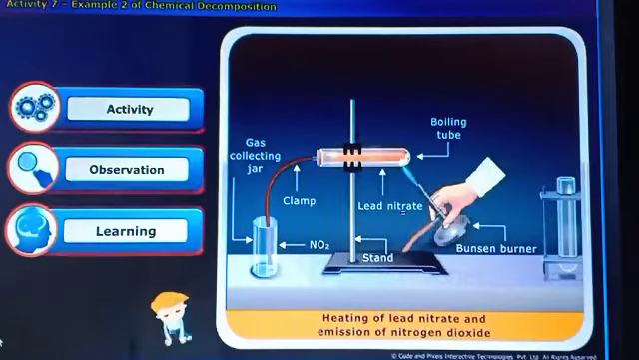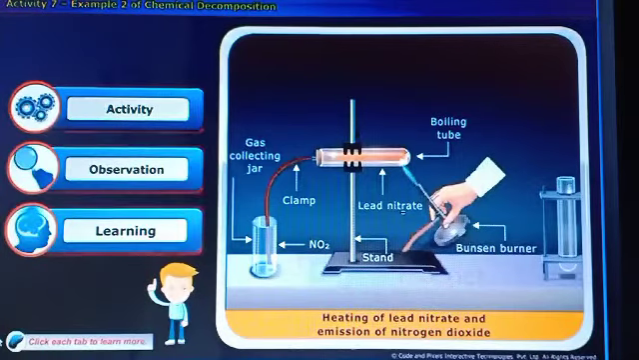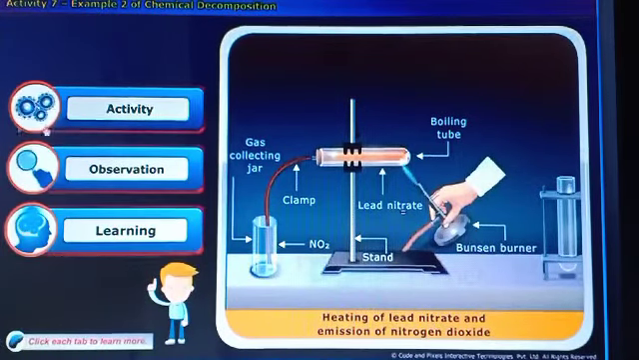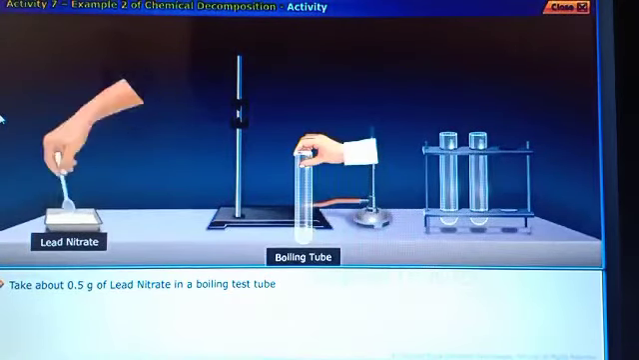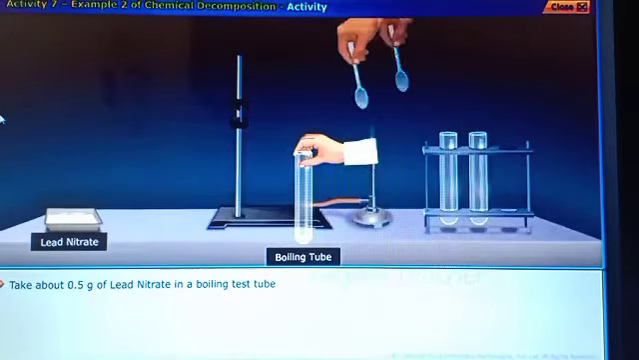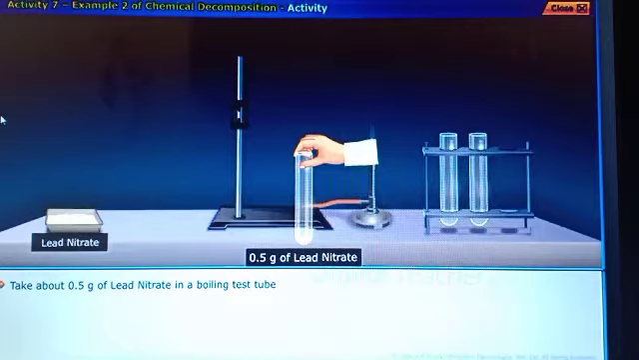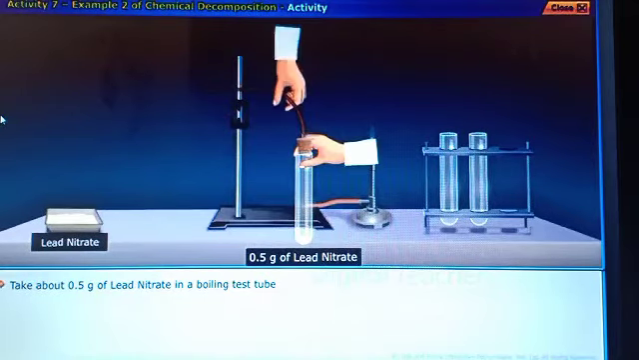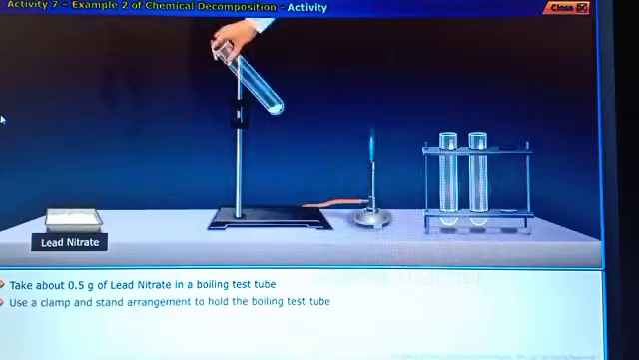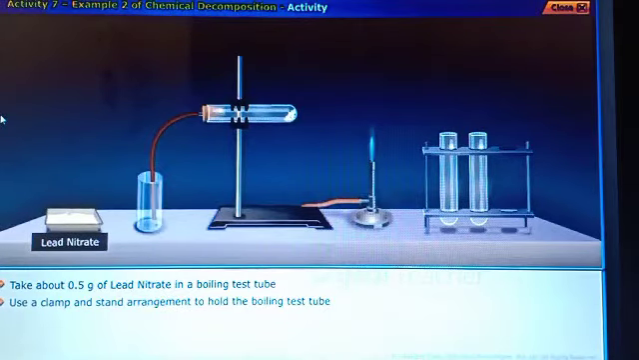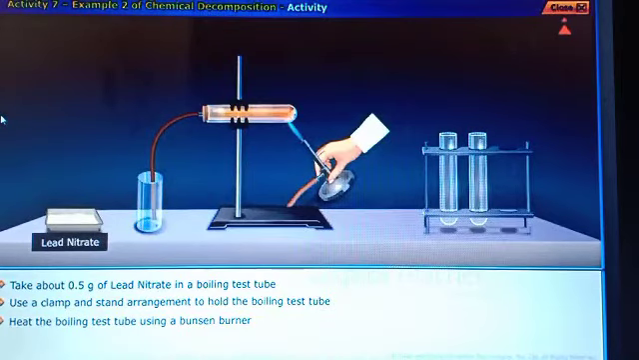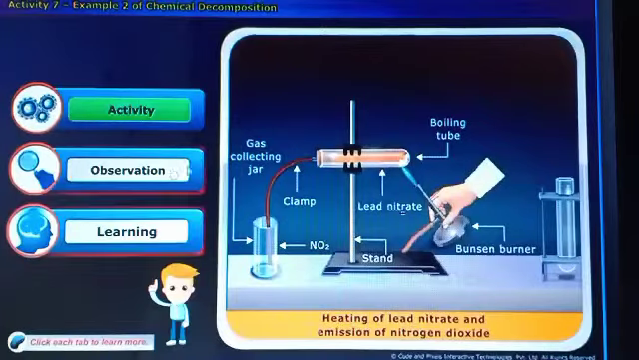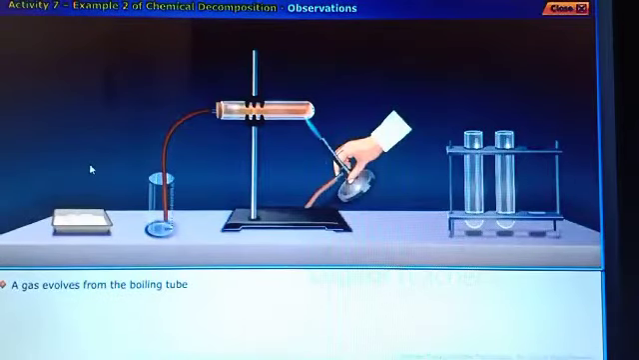Now let's see another activity, the heating of lead nitrate and the emission of nitrogen dioxide. Let's see the activity. First of all, take 0.5 gram of lead nitrate, that is Pb(NO3)2. Then close this test tube with the cork and use the clamp and stand arrangement to hold the boiling test tube as seen in the figure. Now heat the boiling test tube and see the observation.